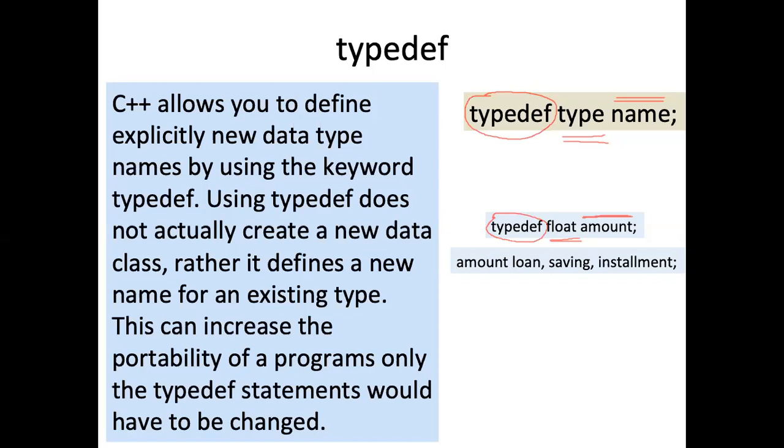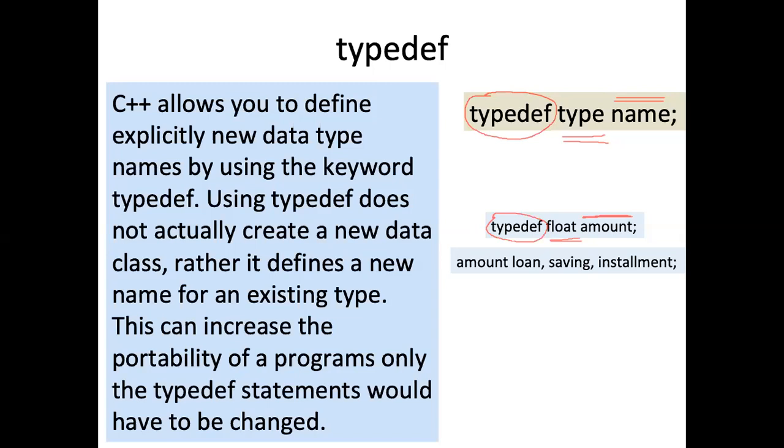So we have just given a new name to float, rename. Okay, though we can use float anywhere. इसका मतलब ये नहीं है कि आप float आगे use नहीं कर सकते. You can use float, but you can also use amount. So whenever I use amount, that would refer to a data type now, which is of type float.